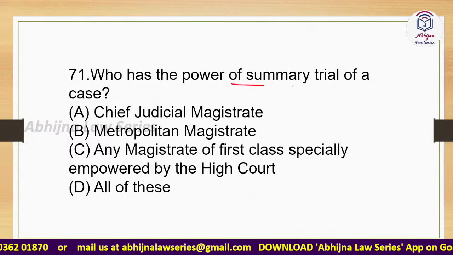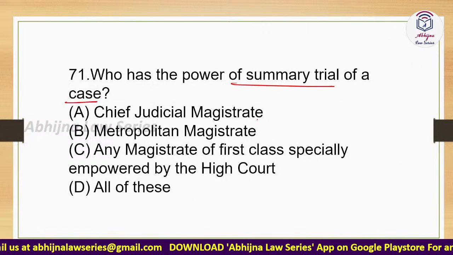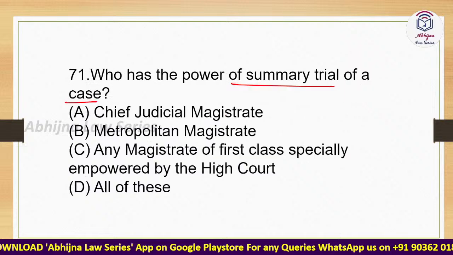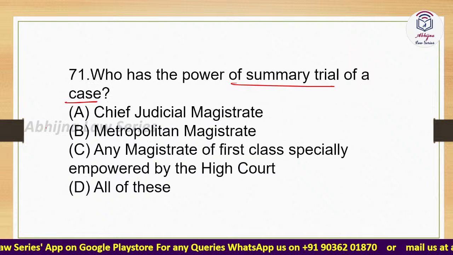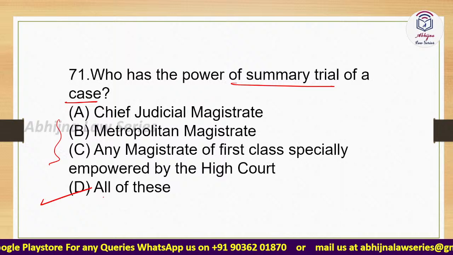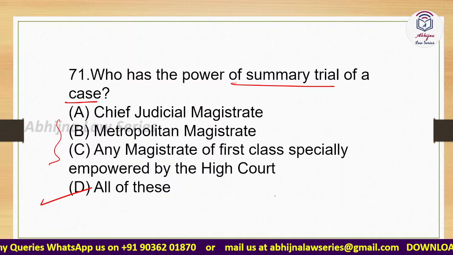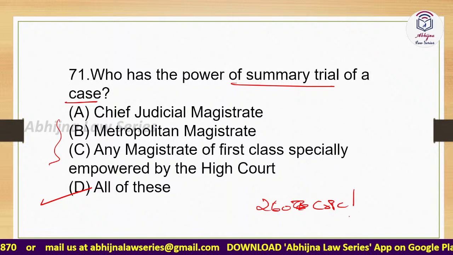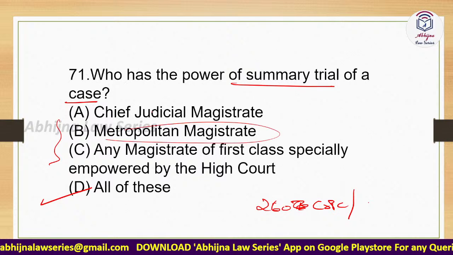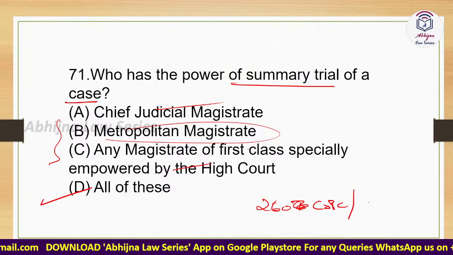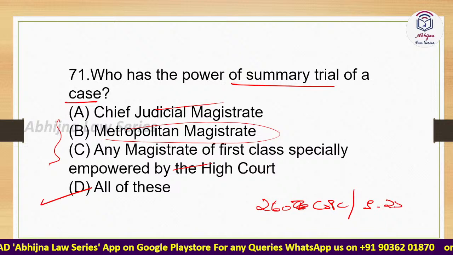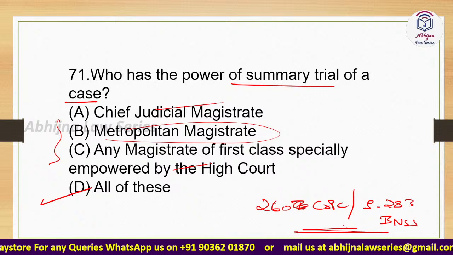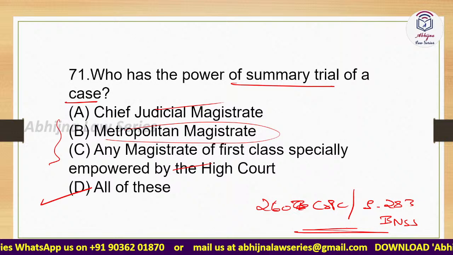Who has the power to summary trial of a case? See, in CRPC there was a provision of metropolitan magistrate, but now we do not have metropolitan magistrate. Okay. So, as per section 260 of CRPC, all these persons had the power to conduct a summary trial, but now we do not have that provision. Metropolitan magistrate is not there now. So apart from metropolitan magistrate, CJM and JMFC magistrate are having power now as per section 283 BNSS, because we are including both explanations so that it could be helpful to you while comparing the answers. Okay, so D is the answer.